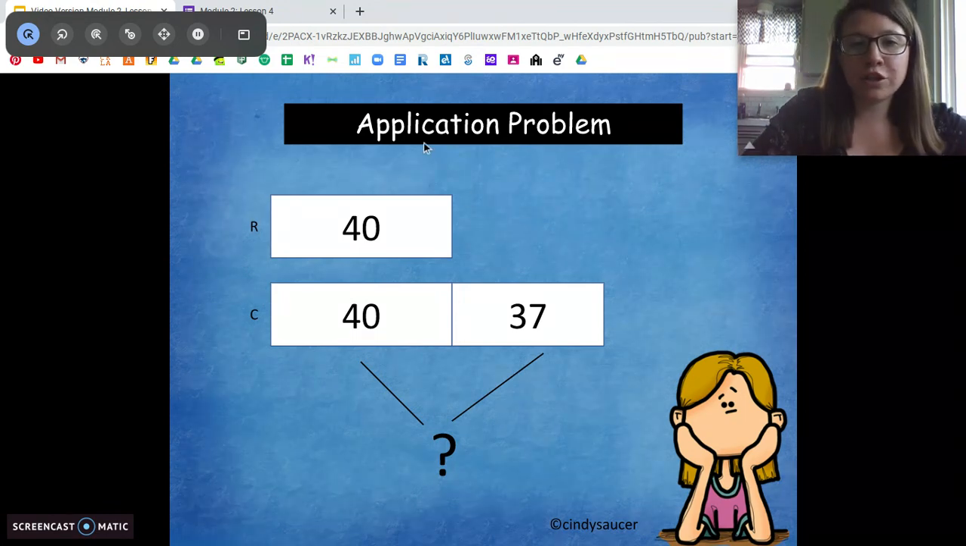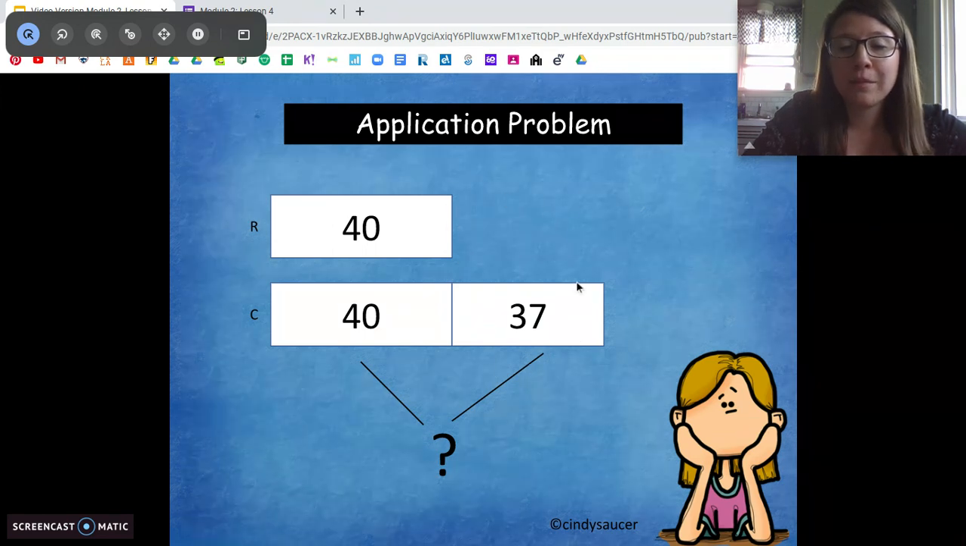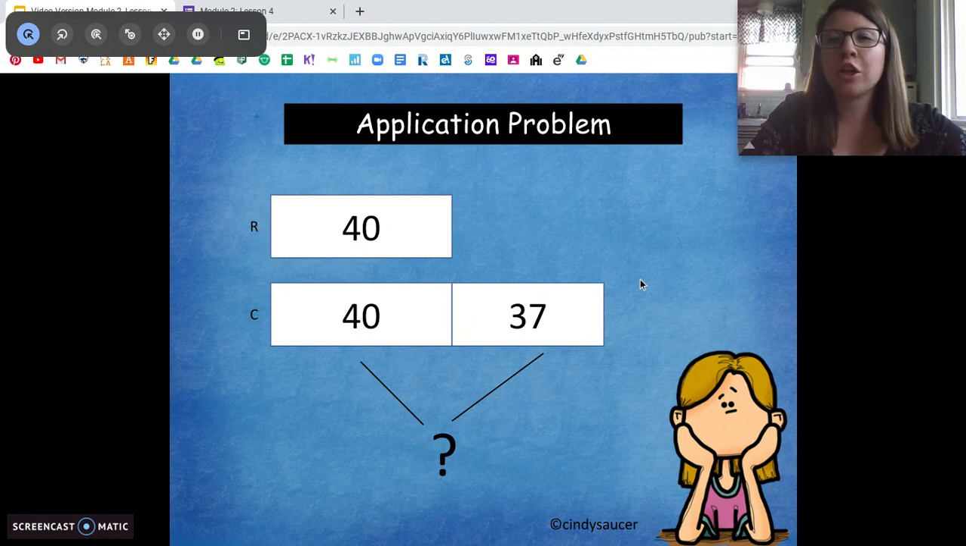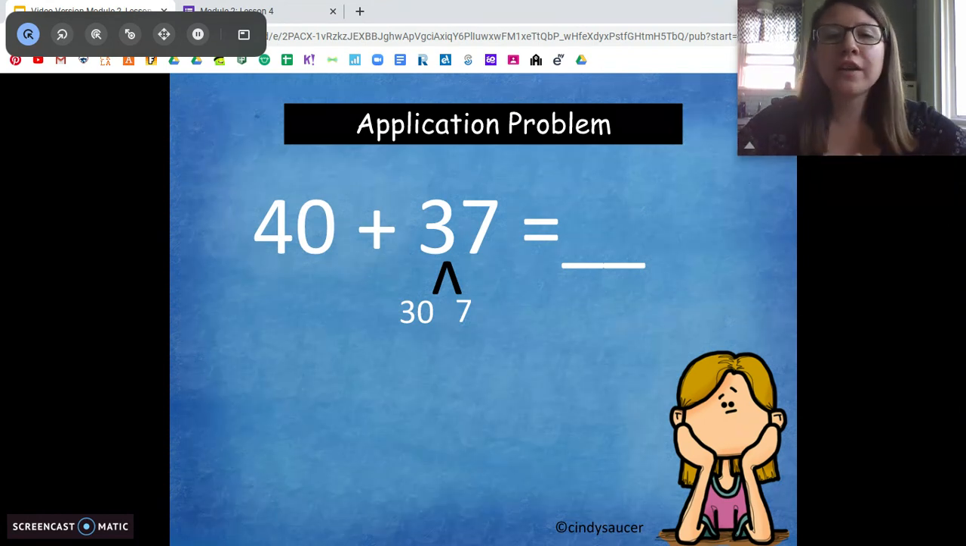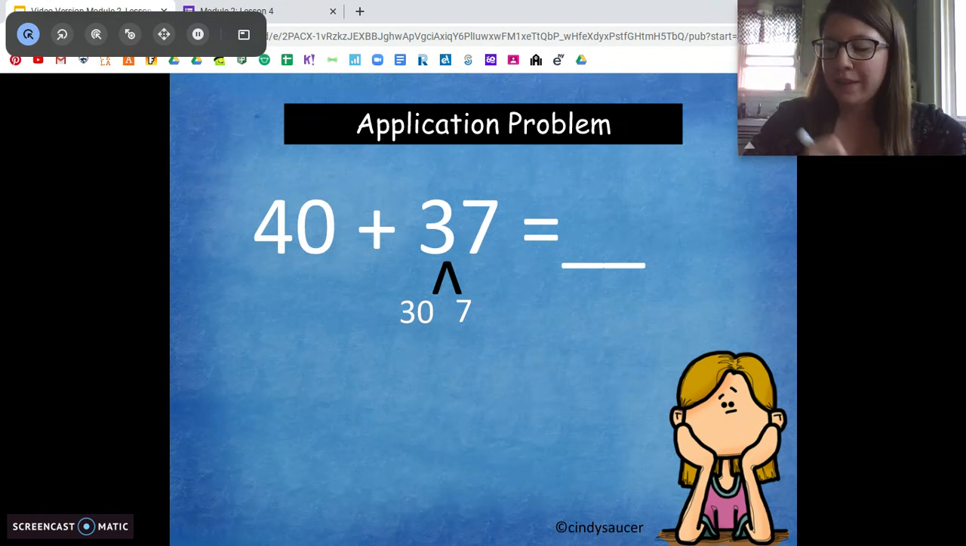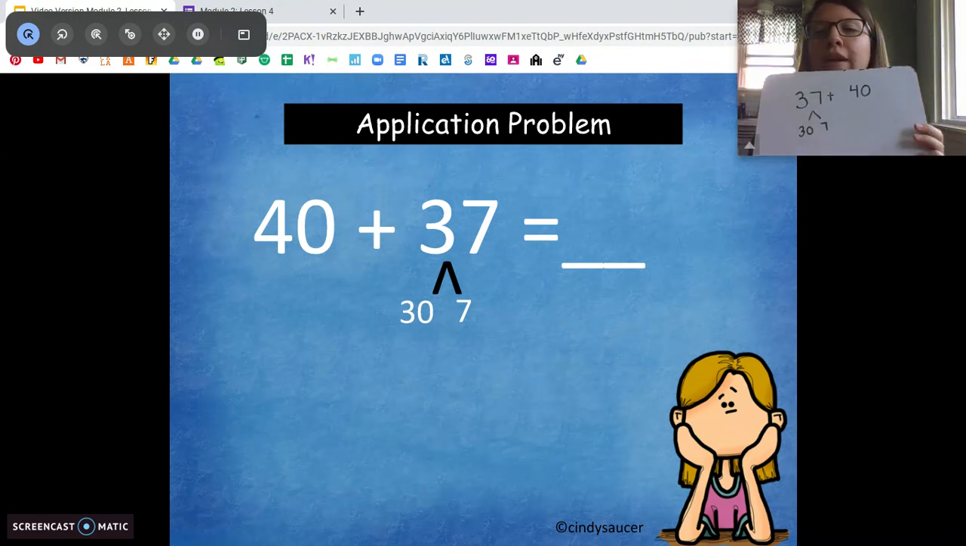So we know that Richard has 40 pennies and Caleb has 40 plus 37. He has 37 more than Richard. So Caleb needs this many more pennies. Tape diagrams are kind of a good visual way for us to figure out the unknowns. So let's break it down. 37 breaks down into tens and ones, and then I want you to solve on your own. Go ahead and finish that one up.